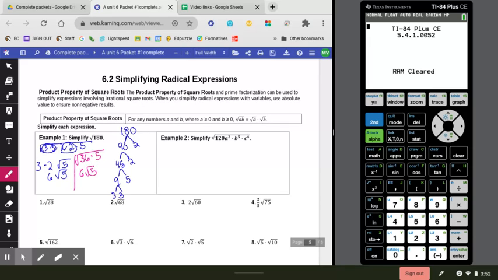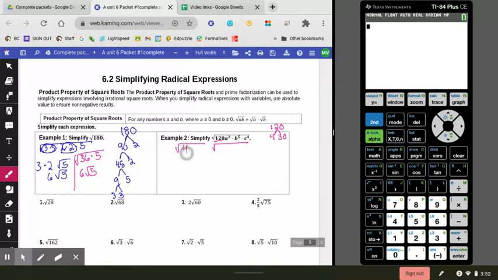So now, for example 2, let's do the same thing with 120. When I do the same thing with 120, I like to use my perfect squares. So 120 is 4 times 30, and 4 is the largest perfect square factor. So I'm going to break this up into perfect squares and non-perfect squares.